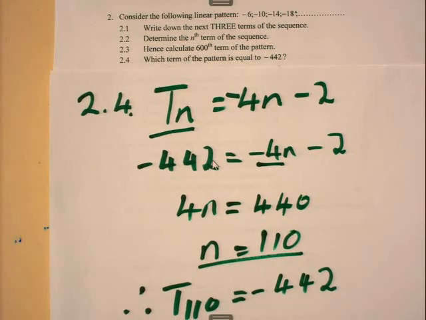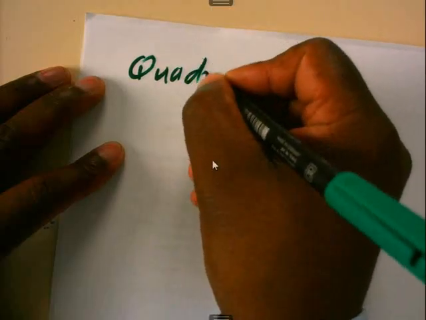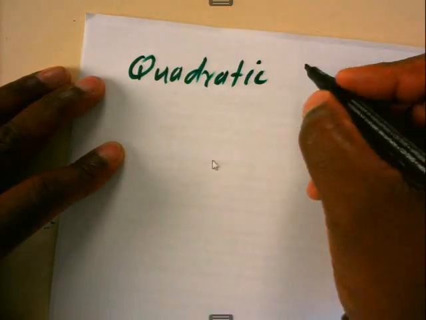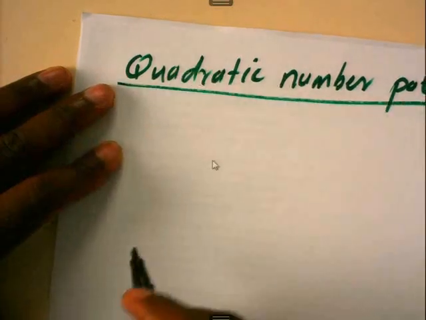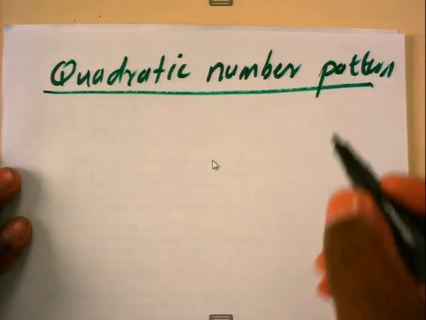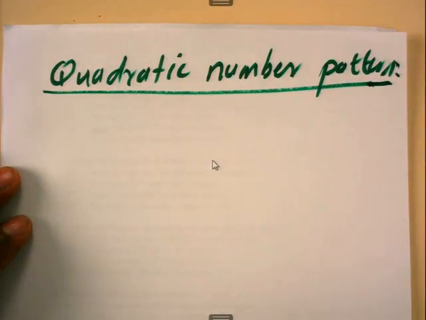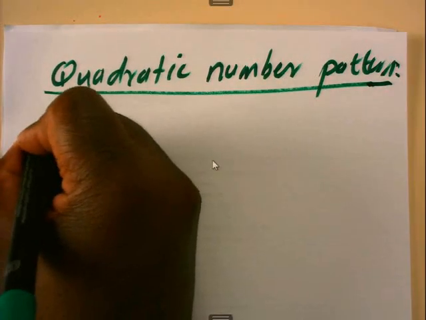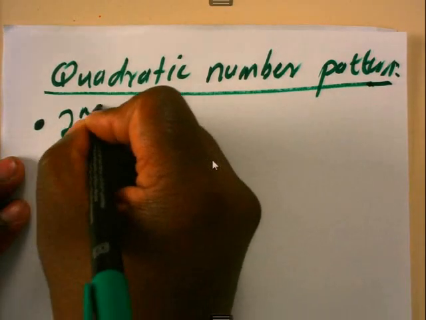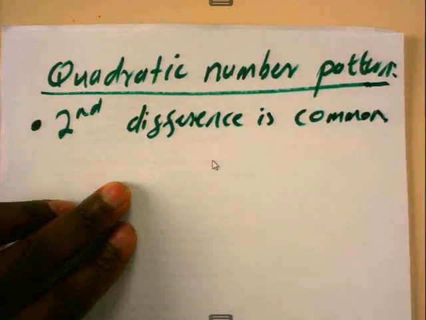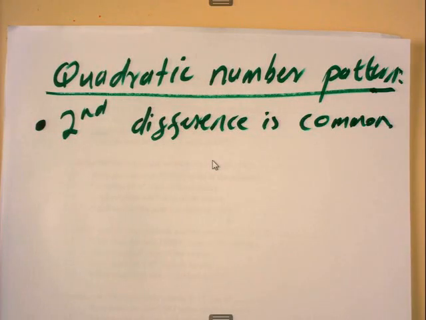But right now, I want to change to the quadratic number pattern. This is very important. Let's talk a bit about the quadratic number pattern. I think you must be familiar with this topic by now. What is important about the quadratic number pattern is that the second difference is common. It's very important to know that. When you're dealing with a quadratic number pattern, the second difference is common.